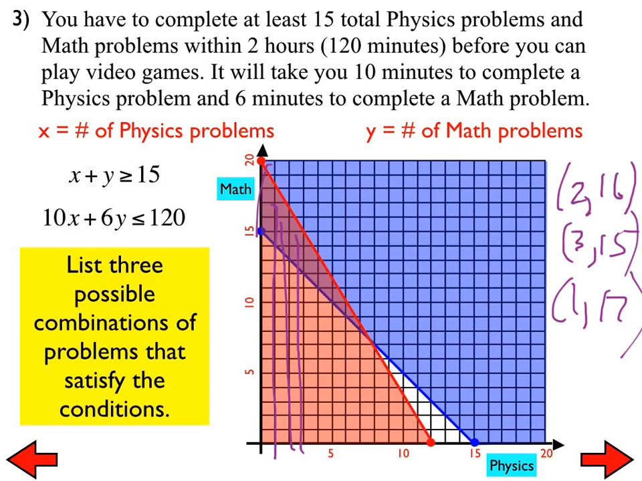So anywhere inside of that triangular region right there, any ordered pair in there will be a solution to the system. Therefore, it has to be a combination that will work. Are there any questions with number 3?